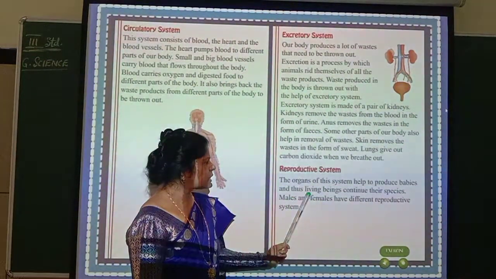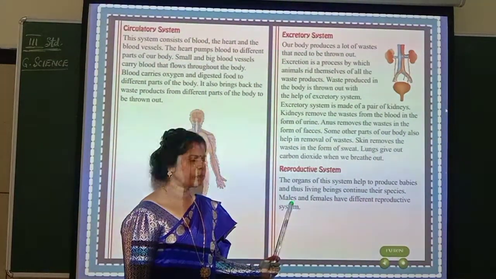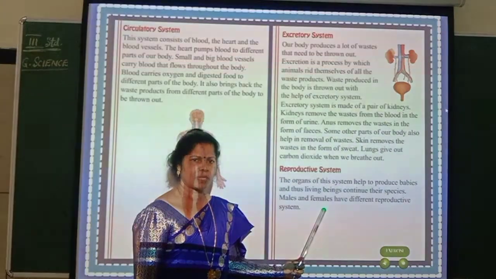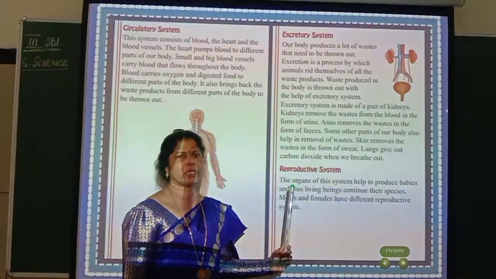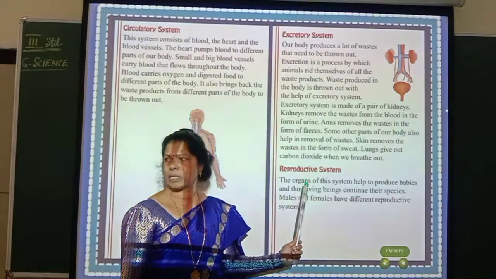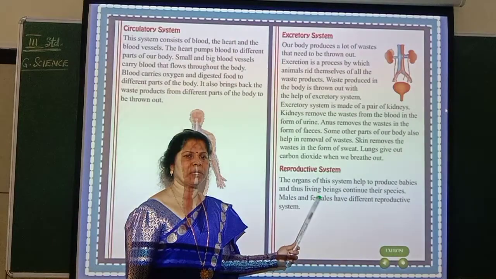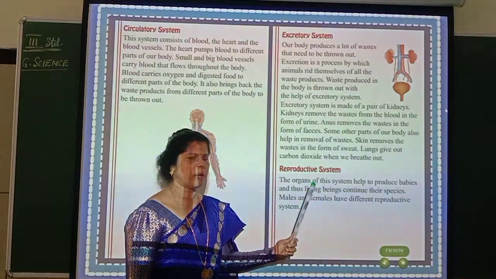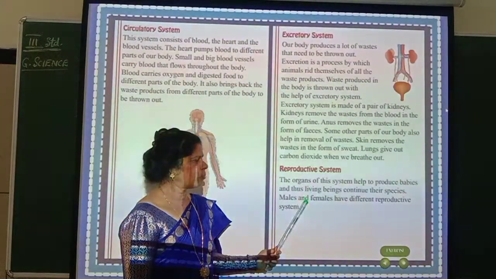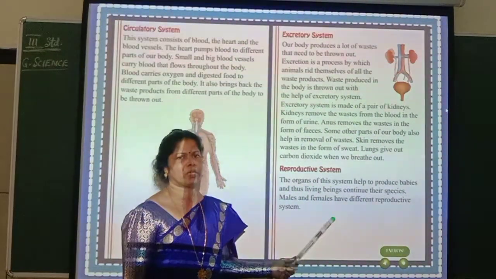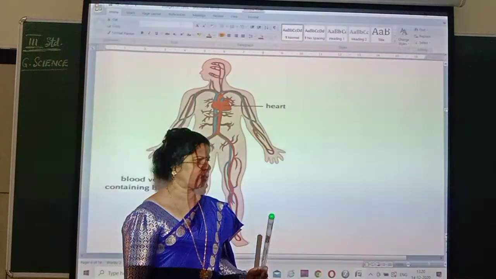So males and females have different reproductive system. Males means boys, females means girls. So these boys and girls have got different types of reproductive system. Did you understand? That is about the reproduction, wherein producing the young ones of the same kind, producing babies of the same kind is called as reproduction. Understood? So males and females have different reproductive organs. Let it be in any animals. It is different. Okay.